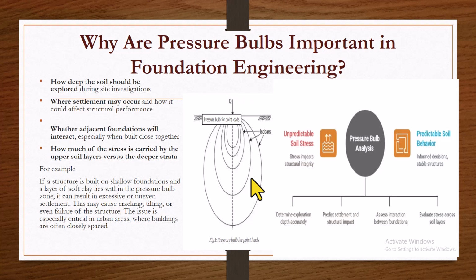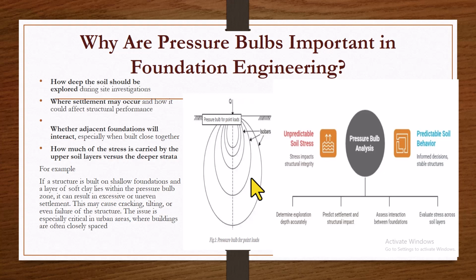Okay, another important thing is that from the pressure bulb, we're able to know the amount of stress that is being carried by the soil layers. For each of the soil layers, we're able to know at 3 meters what is the amount of pressure there. Then also at 5 meters, what is the amount of pressure there? Directly under the foundation, what is the amount of pressure there? You can also determine that as well.